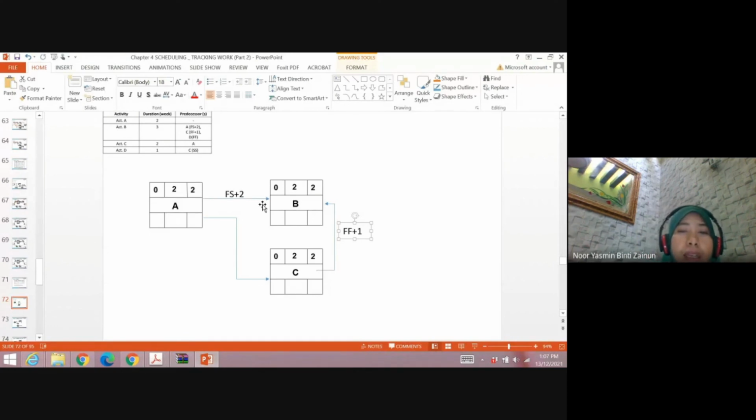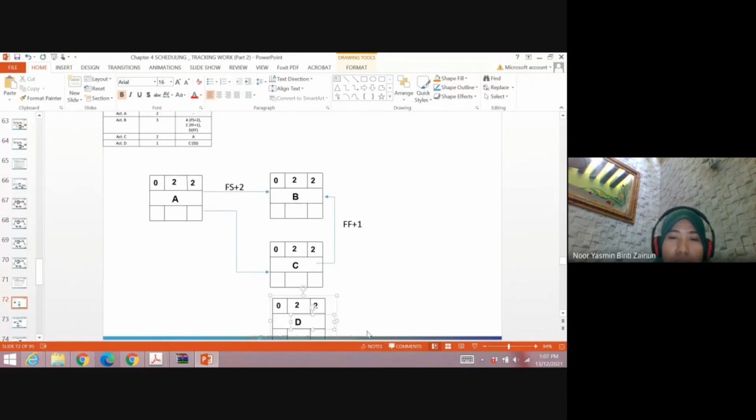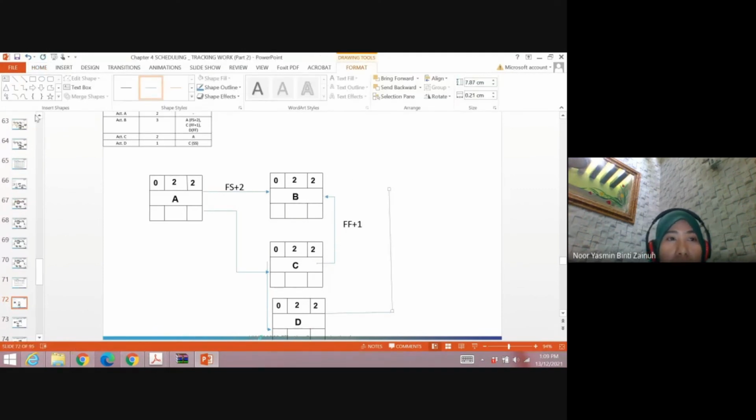Okay, and then the next predecessor is D, but we have not done D yet, so we need to do D first. D's predecessor is C with start to start. Means that when C starts, D also starts. Okay, so we can do this relationship for activity B, which is D finish to finish. Plus 1 here, finish to finish. And then here.